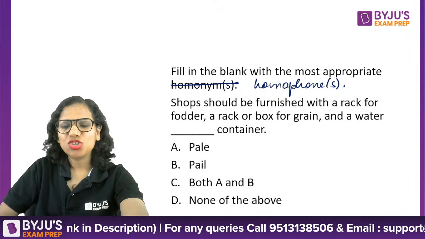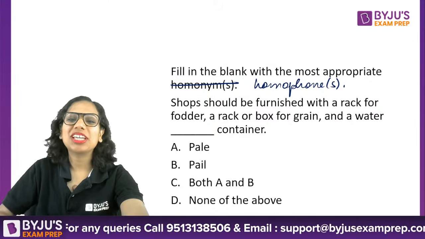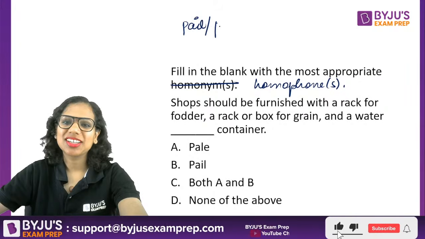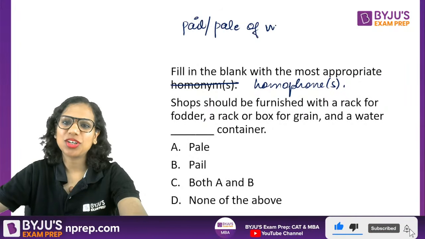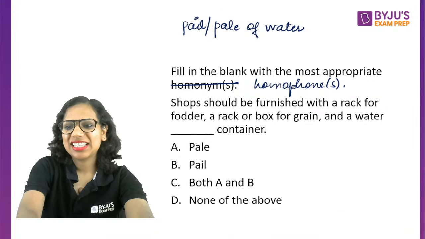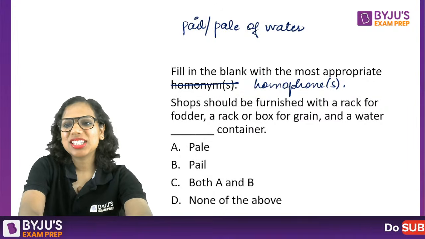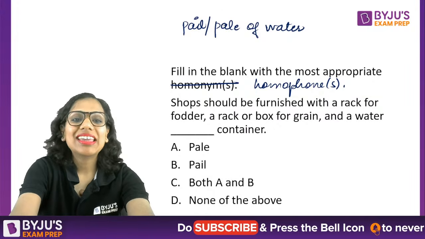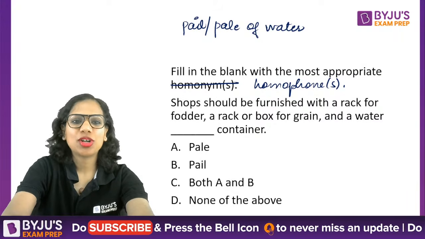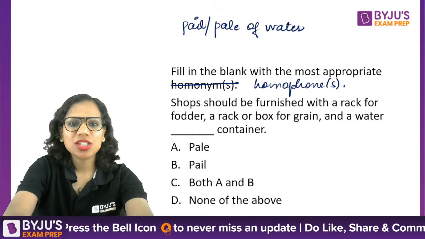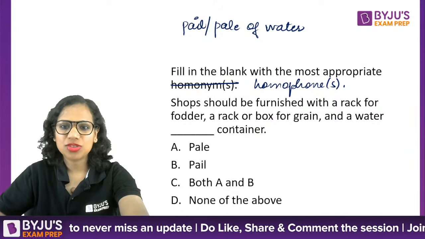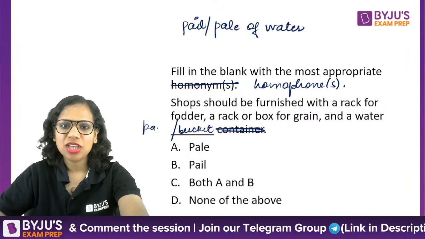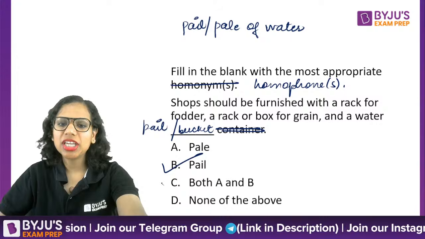Jack and Jill went up to the hill to fetch a pail of water. Which pail of water did they go to fetch? Yes, the nursery rhyme. Do you remember reading it? So pail, P-A-I-L, pail is required here. Pail of water. Pail means a bucket. So that is what is required here. A bucket of water. So that's why I said that container is not even required. So B is the answer.